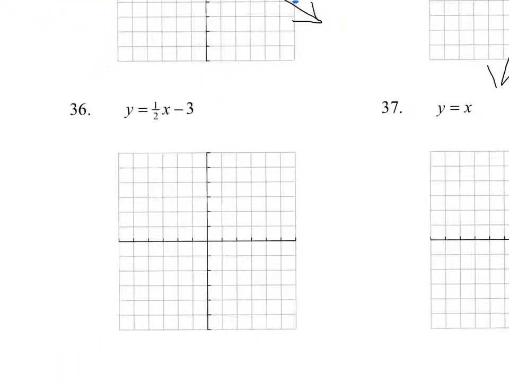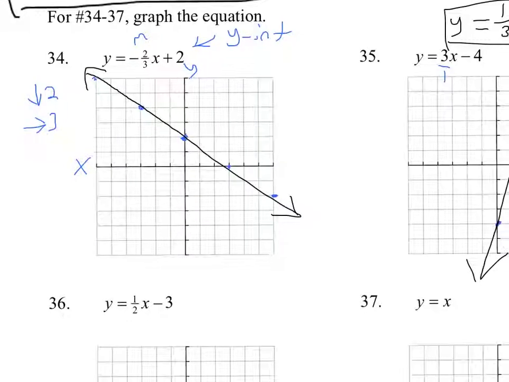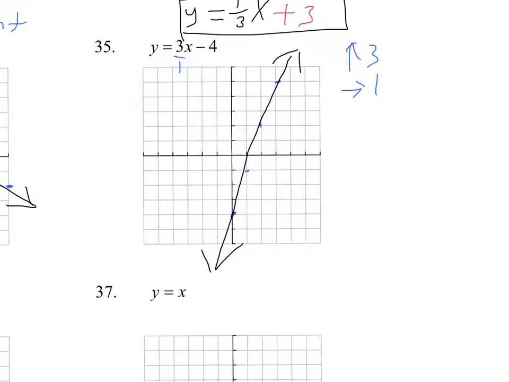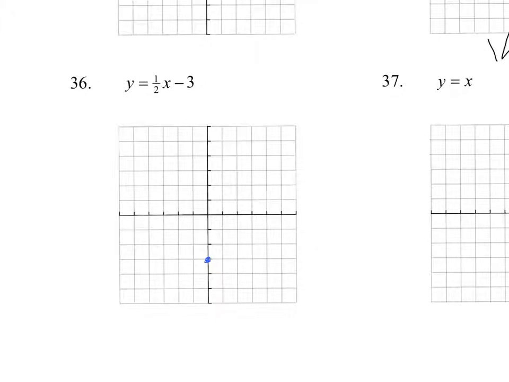Alright, number 36. Looks like we're starting at -3. And I have a slope of positive 1/2. Remember what we learned. If it's a positive slope, the line will be going up. If it's a negative slope, then the line will be going down. So that's why in 34, the line's going down. 35, we have a positive slope, the line's going up. 36, we have a positive slope, this line will be going up also.